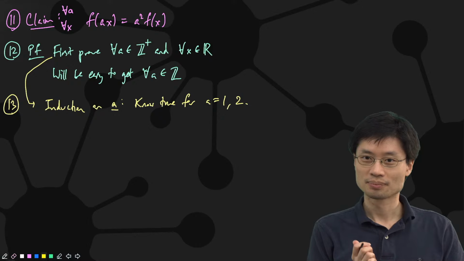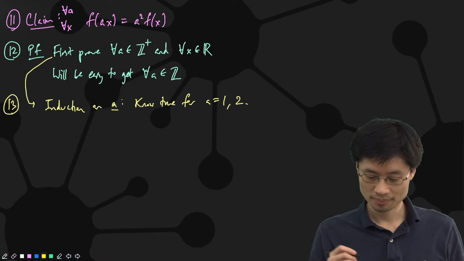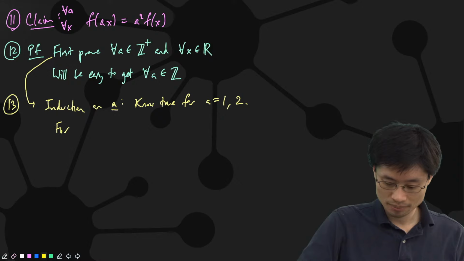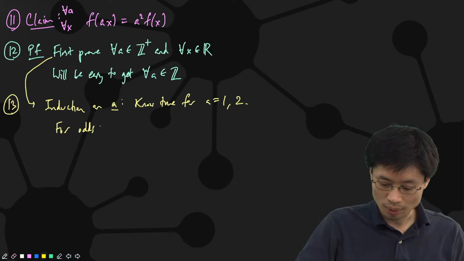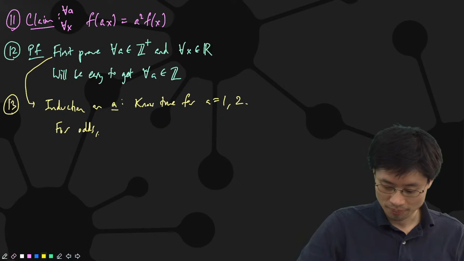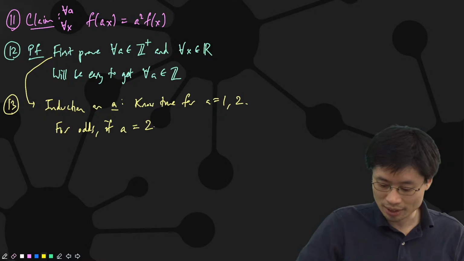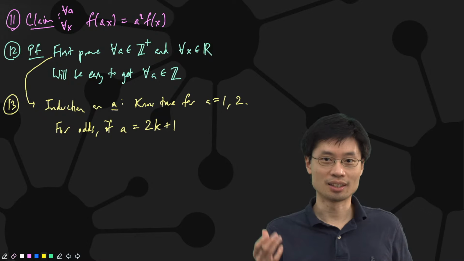So for odds, we know that it's a sum of two integers, a and a plus 1. Okay, so I understand what you're saying. For odds, what you could say is, suppose a is equal to an odd number. Can I use 2k plus 1? That's an odd number, right? An odd number is 2k plus 1. How did you want to deal with this?